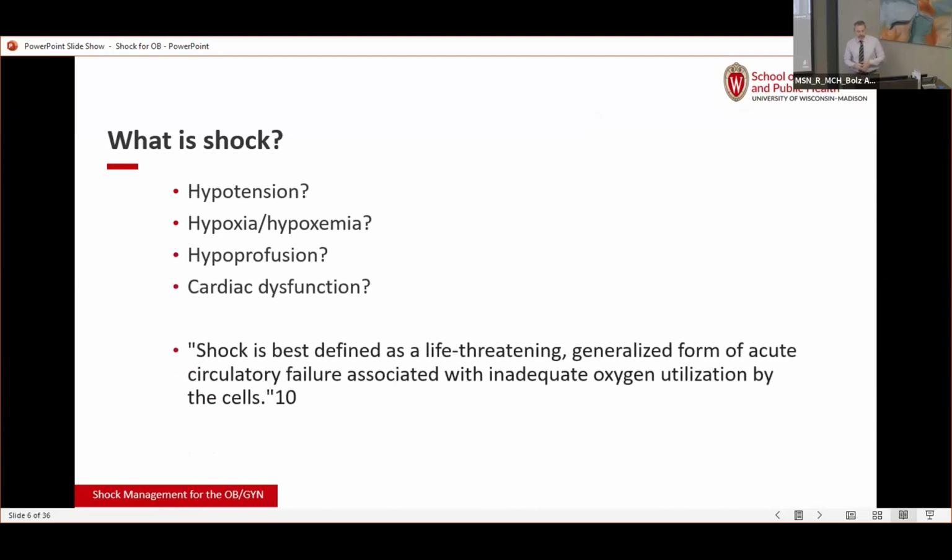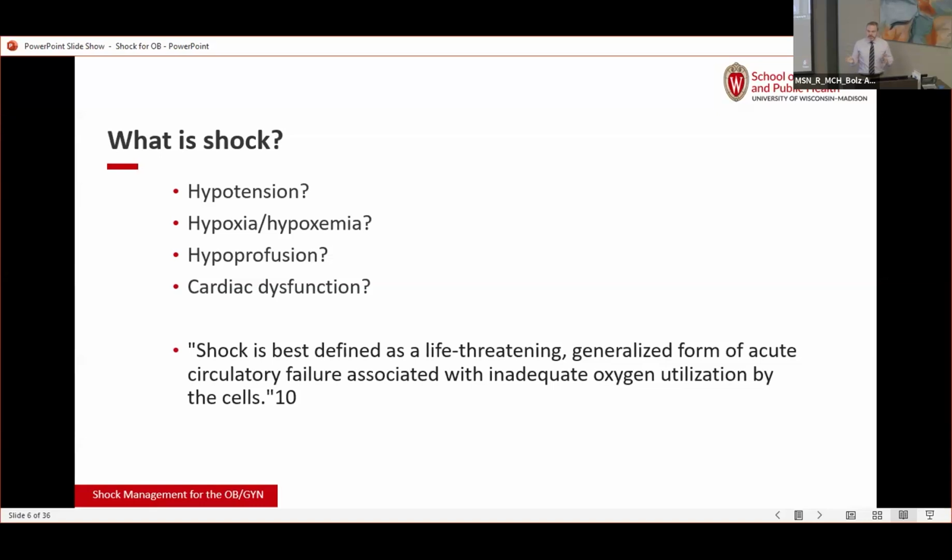or cardiac dysfunction? Well, some really smart people got together and they said, we should make a definition of this. And they did, and I really like this definition. I'm just gonna read it word for word. Shock is defined as a life-threatening generalized form of acute circulatory failure associated with inadequate oxygen utilization by the cells. Okay, so something going wrong with the way that we get blood around and then not having enough oxygen to be utilized by those cells, or inappropriate usage of that oxygen.